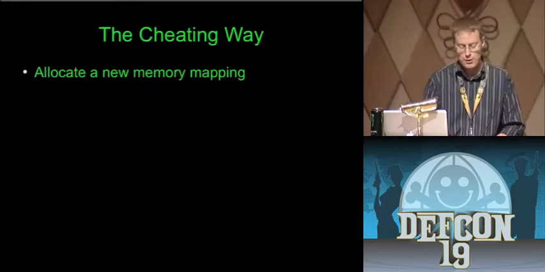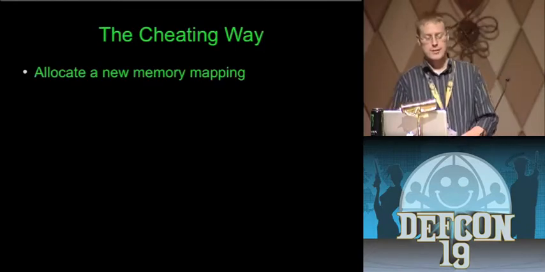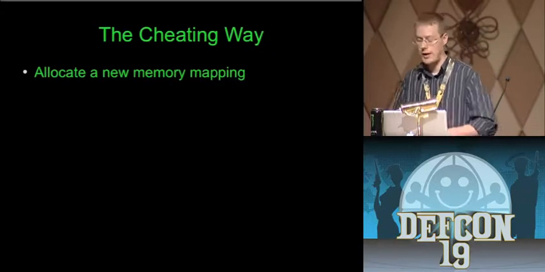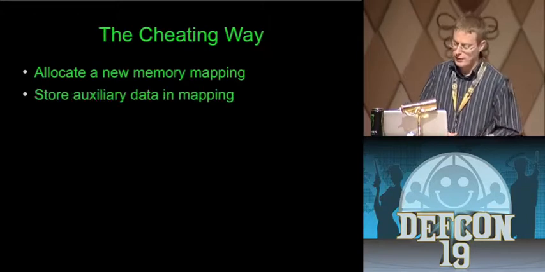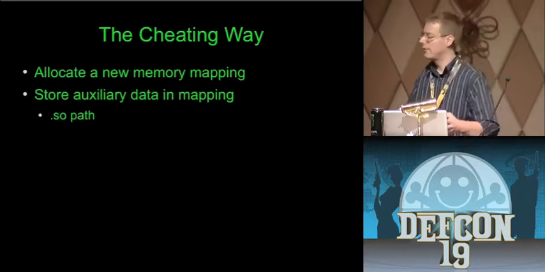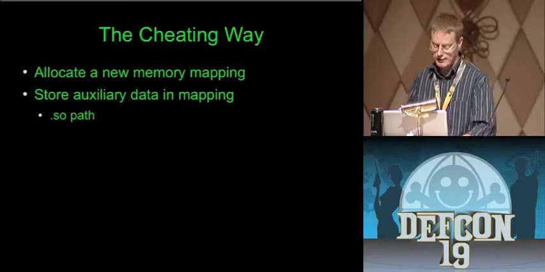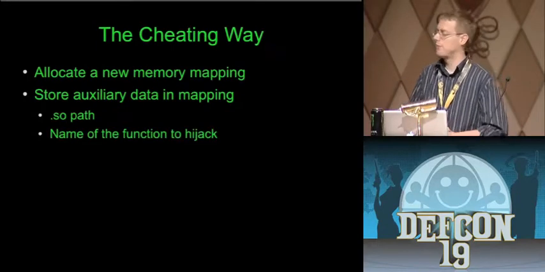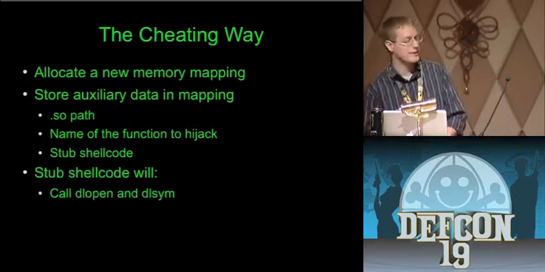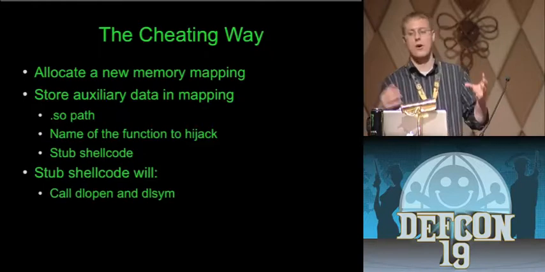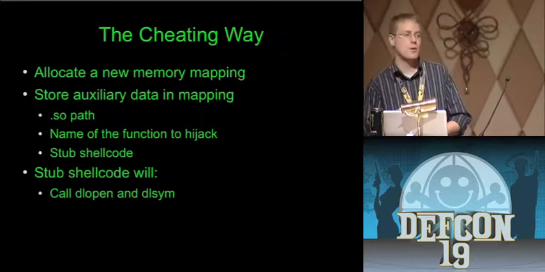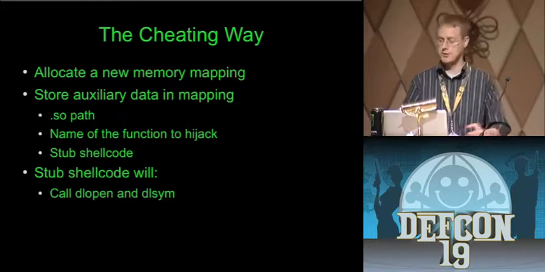So the cheating way, what you'll do is you'll allocate a new memory mapping using the new technique I showed you on how to force the child to allocate a new memory mapping. And you'll store some auxiliary data in the mapping. You'll store the file system path of where the shared object resides. You'll store the name of the function to hijack and the stub shellcode. And the stub shellcode will call dlopen and dlsym. So it'll call dlopen to open your shared object and dlsym to find the address of your malicious function.